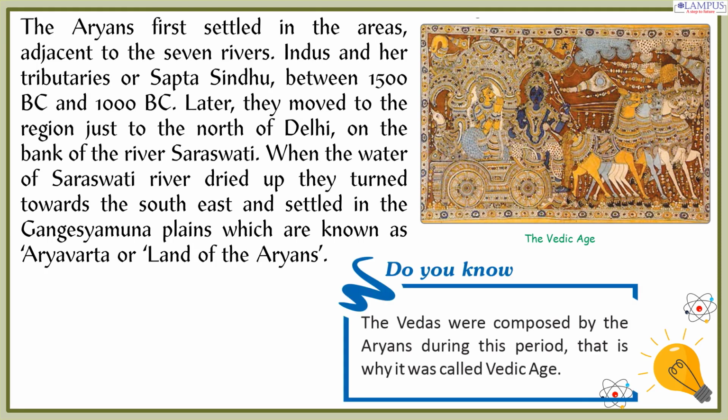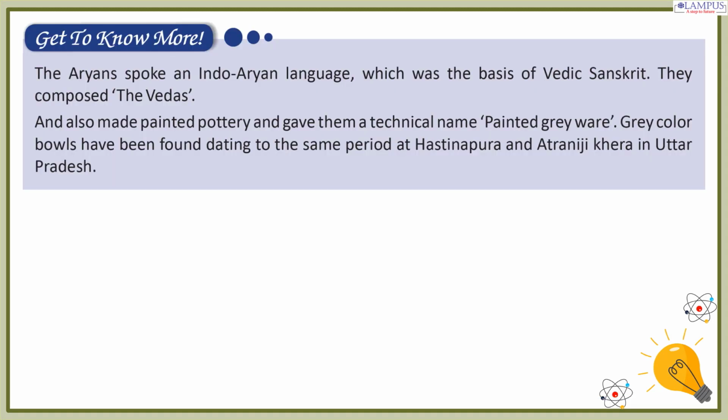Do you know? The Vedas were composed by the Aryans during this period. That is why it was called Vedic Age. Get to know more. The Aryans spoke an Indo-Aryan language, which was the basis of Vedic Sanskrit. They composed the Vedas and also made painted pottery and gave it a technical name, painted grey ware. Grey colour bowls have been found dating to the same period at Hastinapur and Ahichchhatra in Uttar Pradesh.